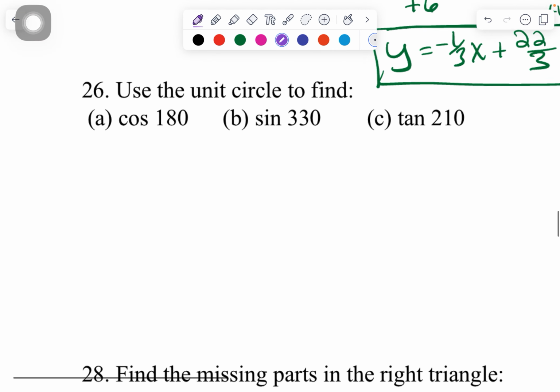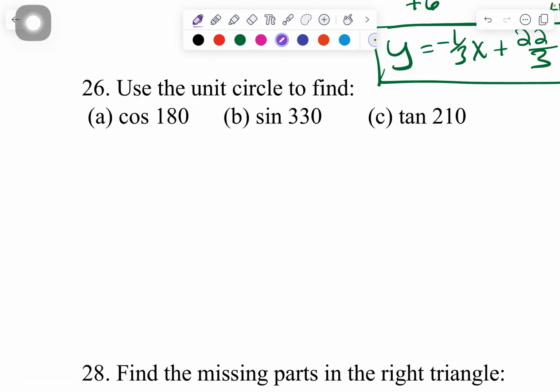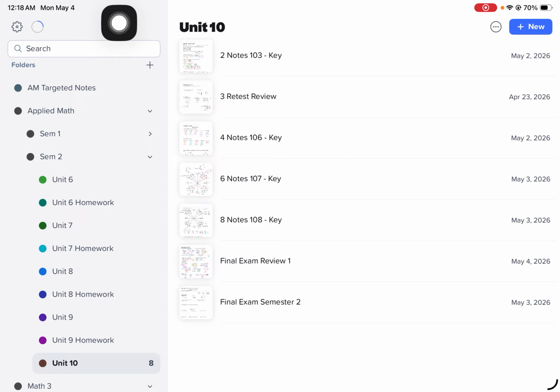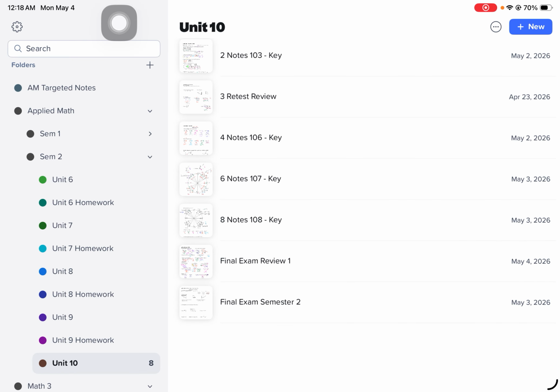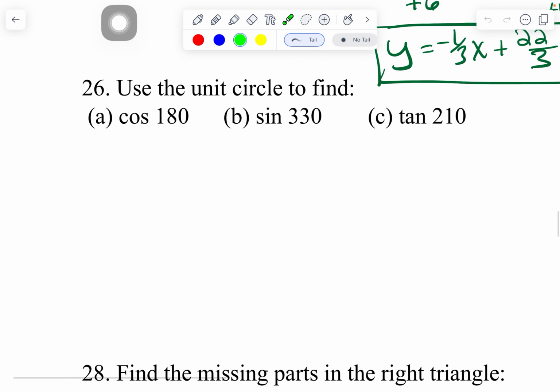Okay, use the unit circle. So I'm going to need to bounce out of this note sheet into one of my prior note sheets that actually has a unit circle on it. So I want the cosine of 180. So let's go to notes 100. Okay, so 180 is right here. This is the ordered pair, -1, 0. And every ordered pair is cosine, sine. So -1 is the cosine value. So that's going to be -1 here. That's the answer.